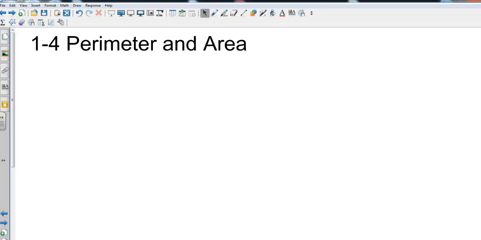All right, geometry. We have 1-4, perimeter and area. Going to be looking in the coordinate plane a little bit at some polygons. Polygons are just shapes with multiple sides. Again, a polygon has to have at least 3 sides, so the smallest polygon is a triangle.